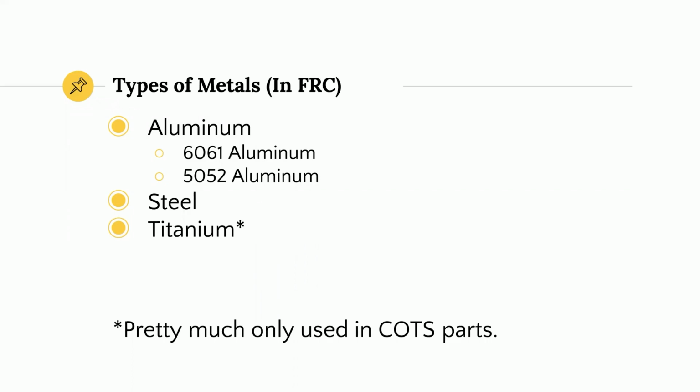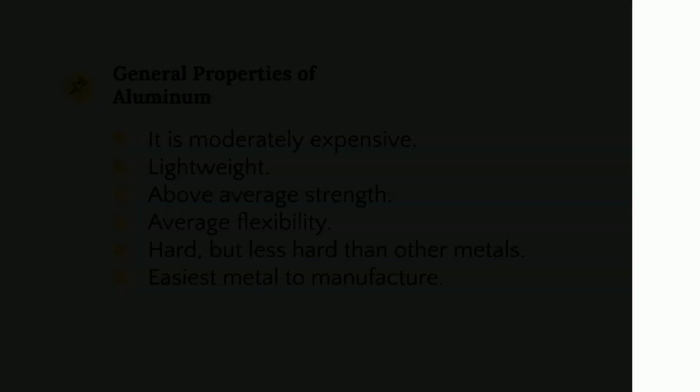And after that, we'll go over titanium, which I put an asterisk here because titanium is not really something we use in our own team. We mostly use it when we buy it from off-the-shelf parts. We'll go over why later. So first we have aluminum.